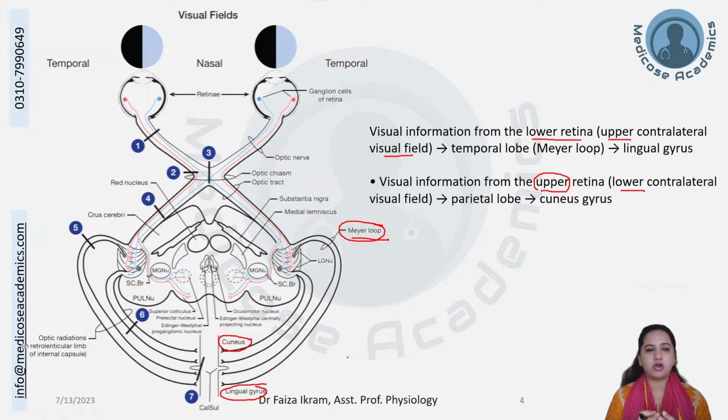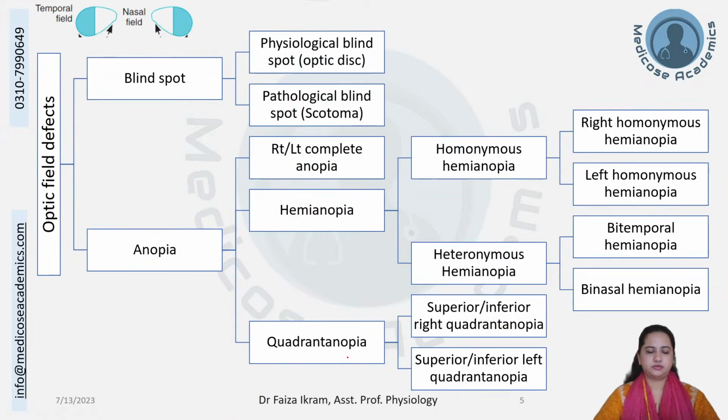What you need to do is focus on the anatomy and remember the rules of reversal. The right eye's nasal half of retina will represent the temporal field of vision. Temporal retina will represent the nasal field of vision. Now that we have seen the visual pathway, let's talk about the defects in the visual field.